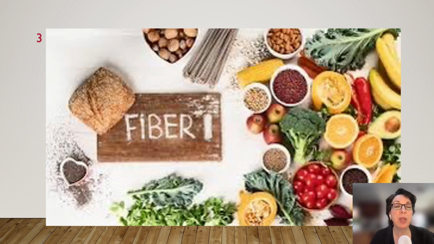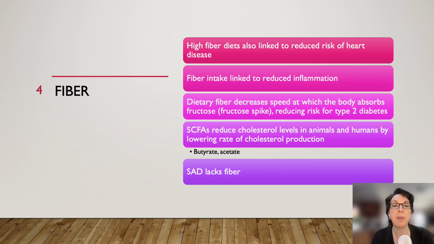So the first thing I really want to address here is fiber. And fiber is best when you can get it in whole foods. It exists in whole fruits and vegetables. It is a prebiotic in nature. It is very helpful to our gut. Gut likes fiber very much. And high fiber diets are usually linked to the reduced risk of heart disease and reduced inflammation.